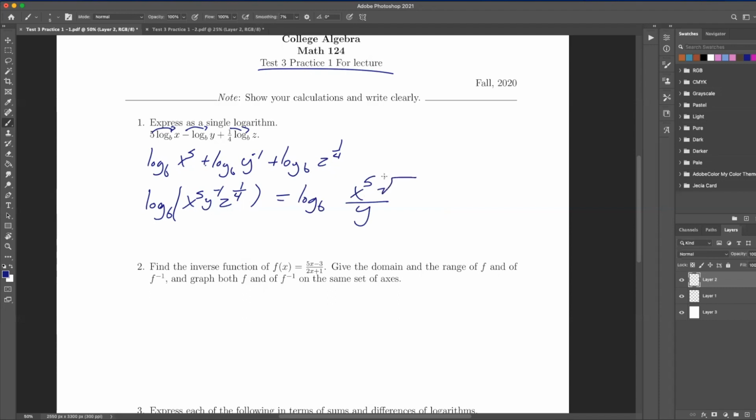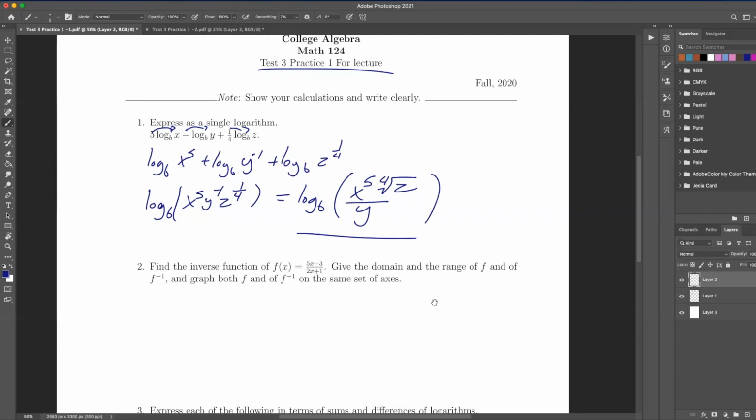And then here we have the 4th root. Remember, z to the 4th is the same thing as the 4th root of z. And so this is what you would plug into the test. Okay. All right. So this is how we do the first one.